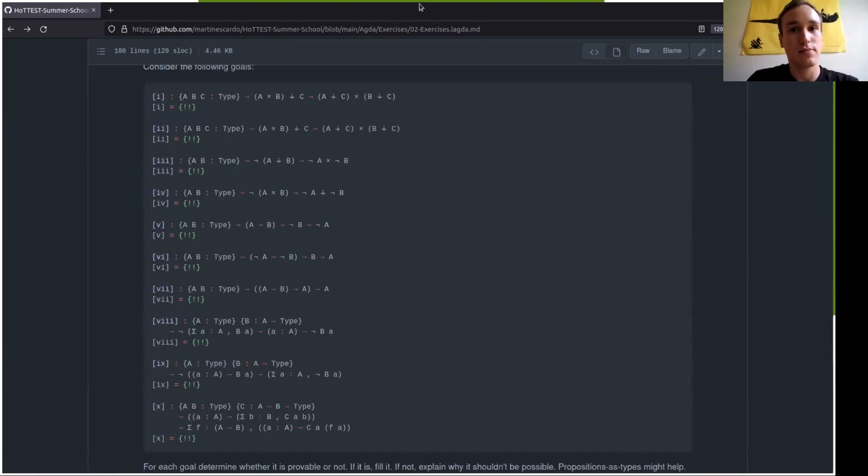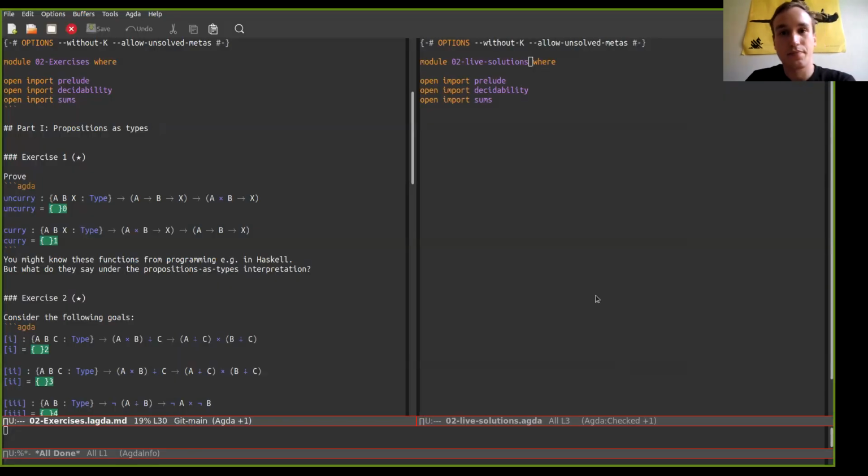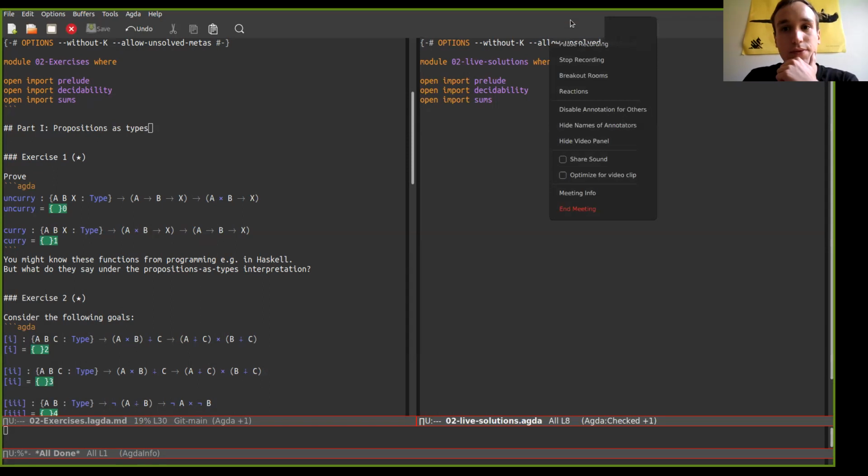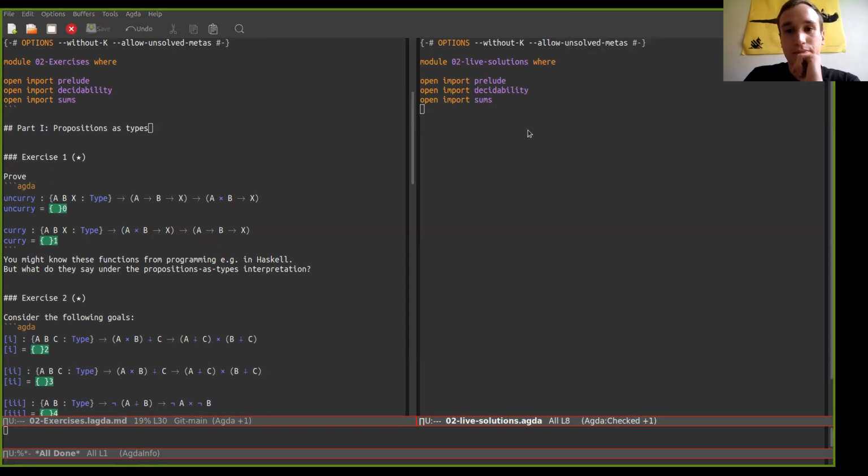Okay. So where's my Emacs? Okay. Can you all see my Emacs? I'll try to monitor the chat somehow, but this is a bit difficult with the settings. Okay, great. All right.